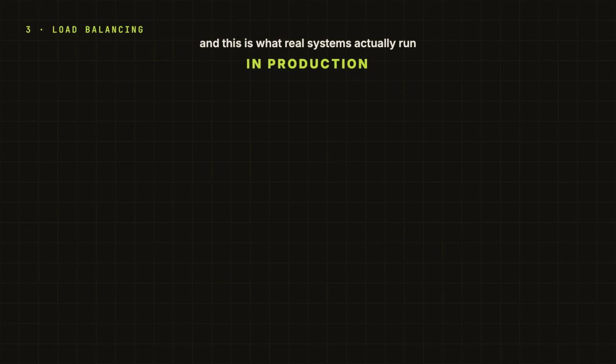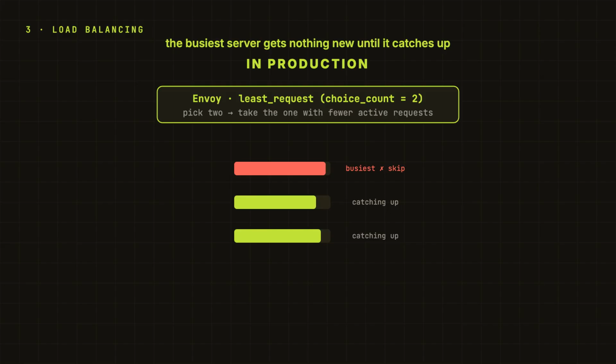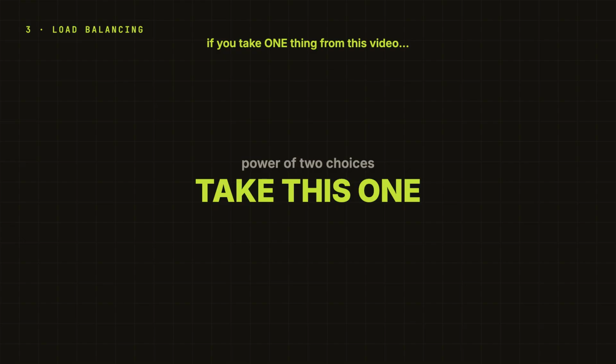And this is not just theory, it is what real systems actually run. Envoy has a mode called least request that is exactly this. Pick two, take the one with the fewer active requests, and it has a really nice property. The most loaded server in the whole fleet will not get any new requests until it catches back up with the other servers. Nginx and HAProxy do the same thing. So if you take away one algorithm from this whole video, take this one.